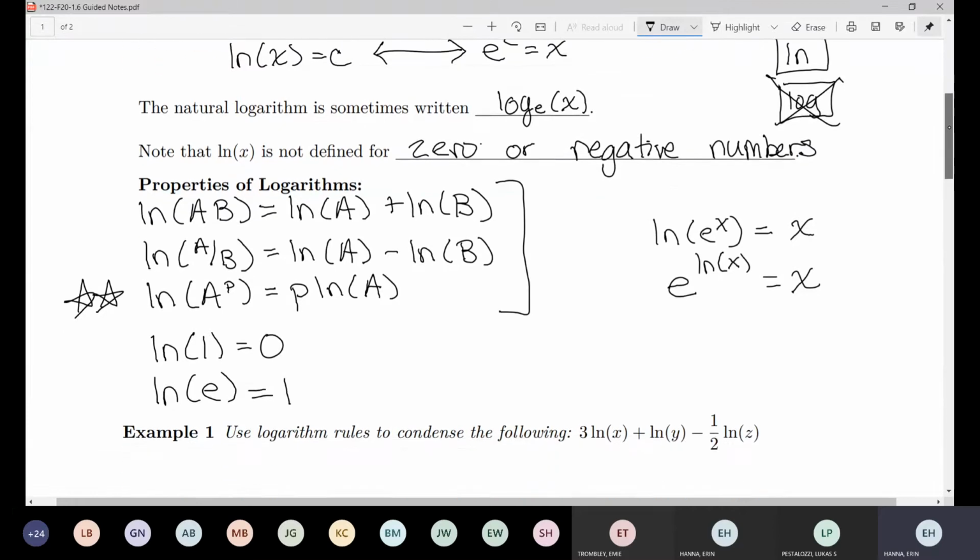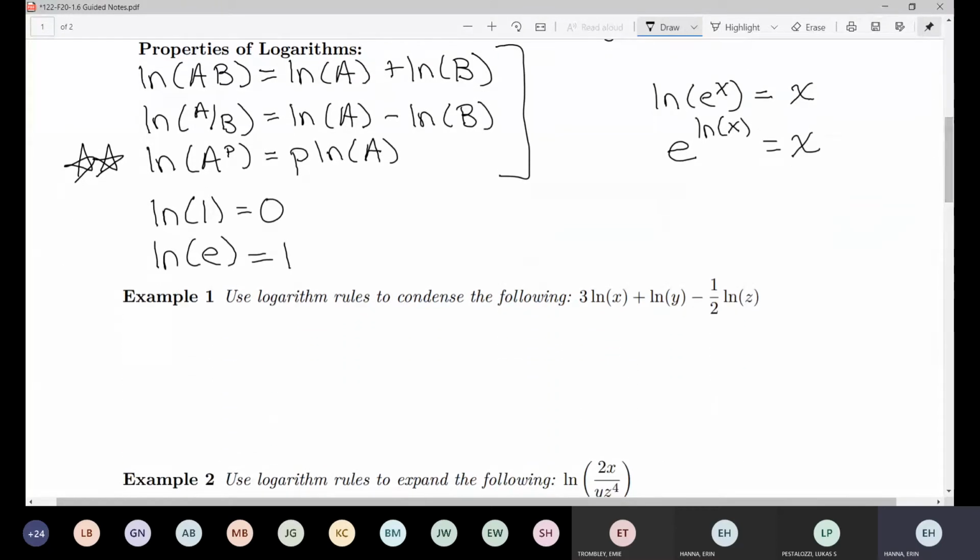So I can keep them in for this first example. Let me move this over. All right, so say we want to use logarithm rules to condense the following. So we essentially want to take this thing and write it as the natural log of just one singular thing.